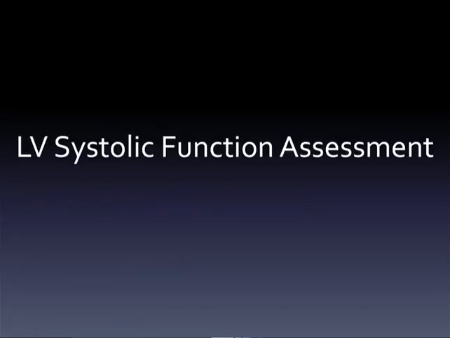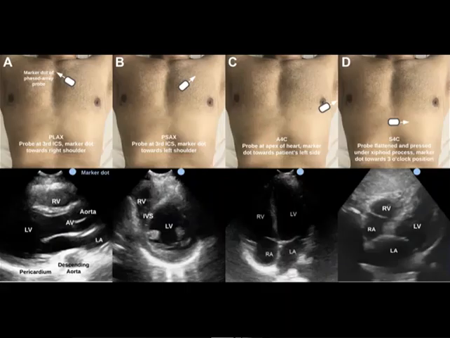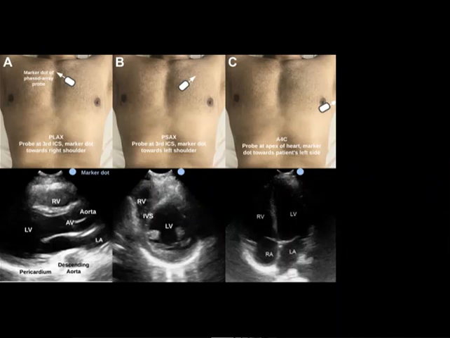So let's start with the left ventricular systolic assessment. Out of all of these views, the highest yield are going to be your first three. These are the ones that you certainly want to focus on when you are assessing the LV: your parasternal long axis, your short axis, and your apical views.